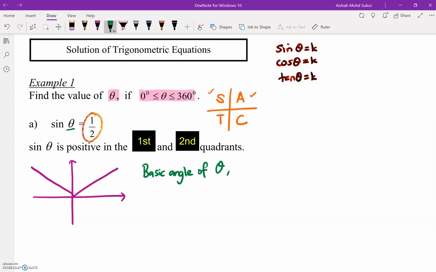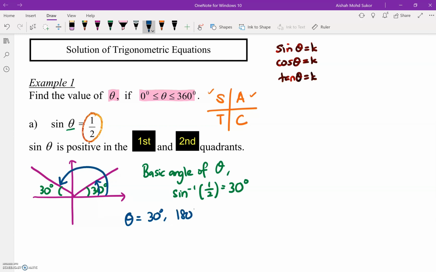So the basic angle of theta is arc sine 1 over 2. Arc sine 1 over 2 is 30 degrees. You can press your calculator. So this is 30 degrees and 30 degrees. The next step, you can find the solution for theta. In the first quadrant, theta is just 30 degrees. In the second quadrant, theta will be equal to 180 degrees minus 30 degrees. So your final answer will be 30 degrees and 150 degrees for theta between 0 and 360 degrees.